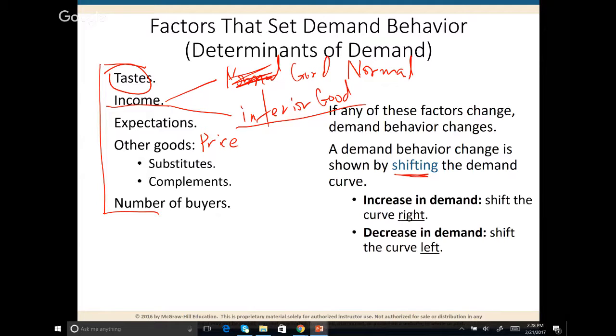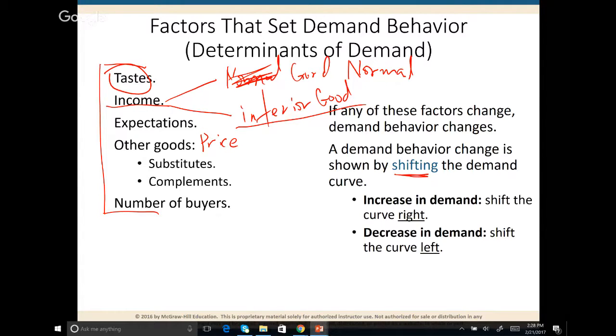And then if the two goods are complements, so let's suppose between computers and software. If the price for computers is increasing, we buy fewer computers. At the same time, we buy less software. So demand for software goes down, okay?